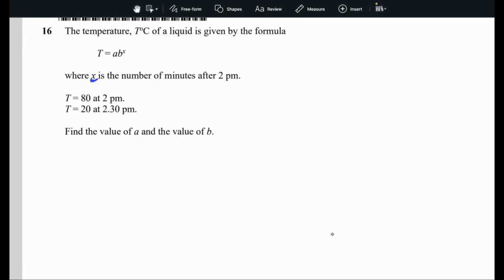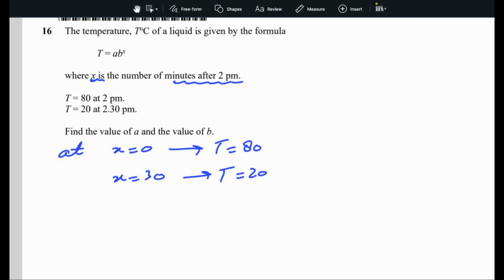X is the number of minutes after 2 p.m. So T is 80 at 2 p.m. It means that at x equals 0, T is equal to 80, and at x equals 30, T is equal to 20. So just put the values over here, that T is 80 when x is 0.